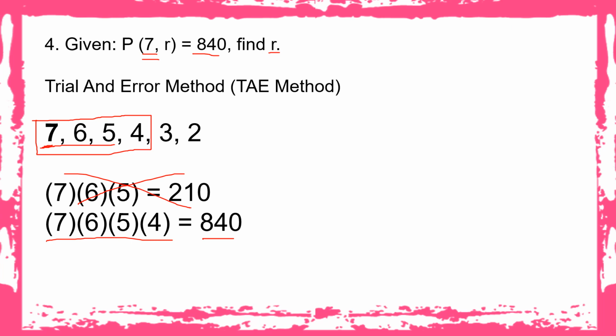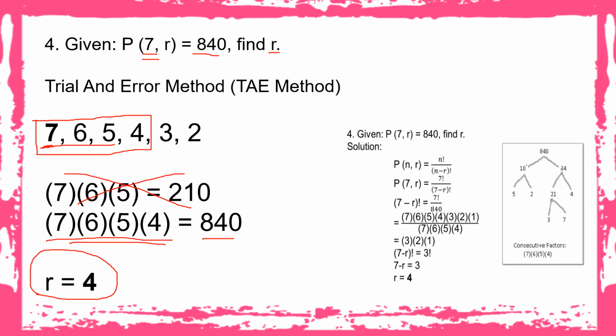So this is very good. The value of R is equal to 4. Again, 4 is our smallest number in our consecutive numbers here. So whether we use the permutation formula or the trial and error method, we can get the same answer. So it is up to you whether you use the permutation formula or the trial and error.